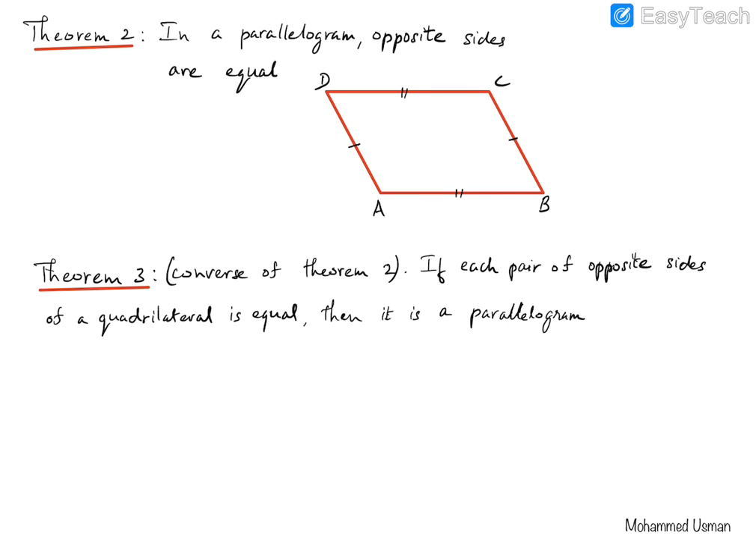And of course this property has a converse statement which states that if the opposite sides of a quadrilateral are equal, then it is a parallelogram. So a parallelogram has opposite sides equal. Conversely, if a quadrilateral has opposite sides equal, then that quadrilateral is a parallelogram.